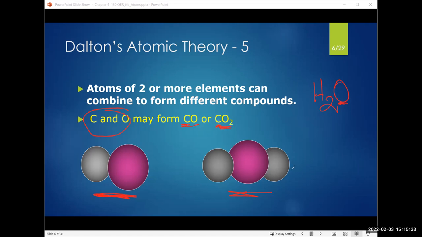Totally different compounds. We know carbon monoxide is a very poisonous gas. Carbon dioxide is a gas that plants need for their survival. There's a subtle difference between the two: one has an extra oxygen, and totally different properties and so forth.